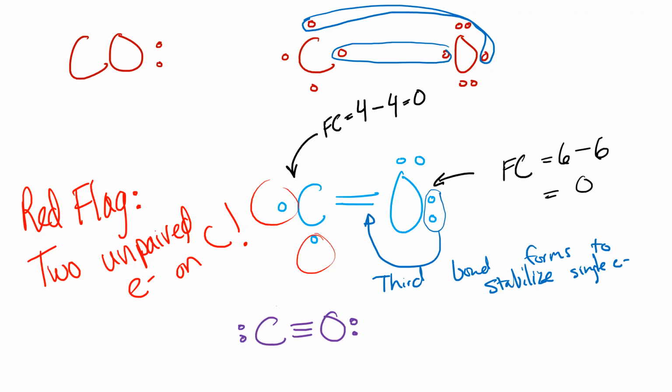Carbon monoxide exists. Carbon monoxide is something that you encounter and are at risk for, because carbon monoxide is also very toxic. It outcompetes oxygen. It binds to your hemoglobin more tightly than oxygen.